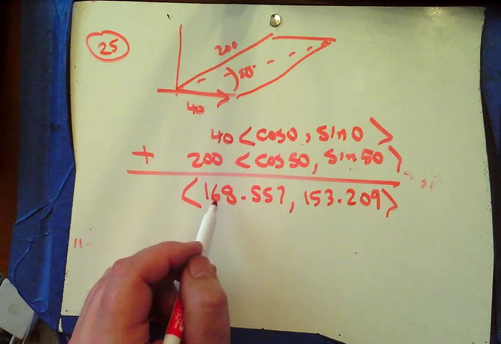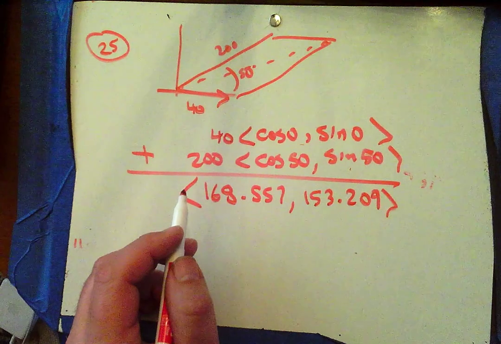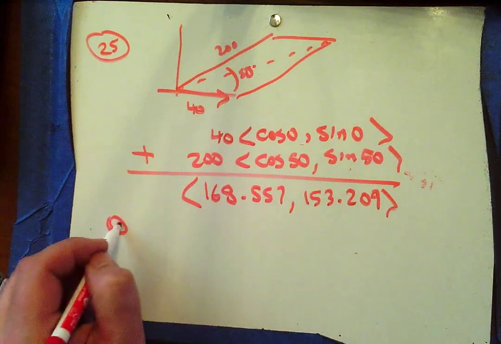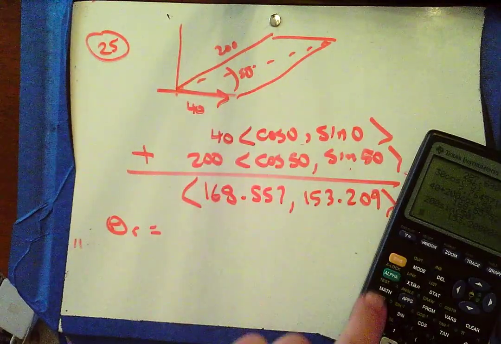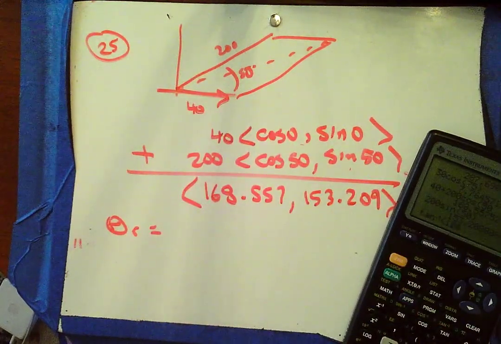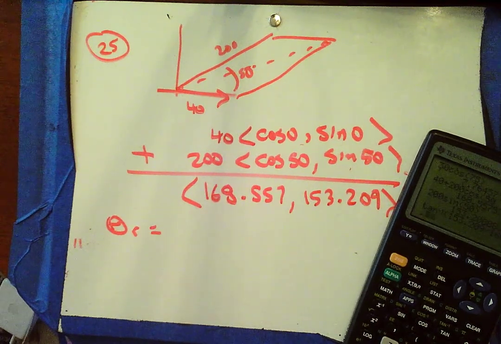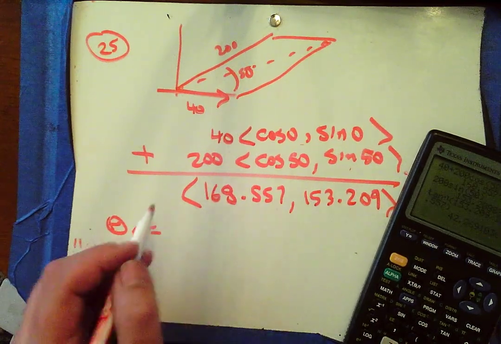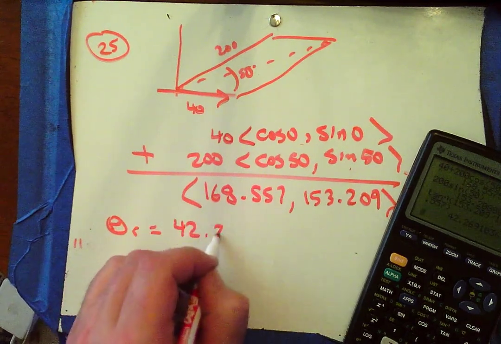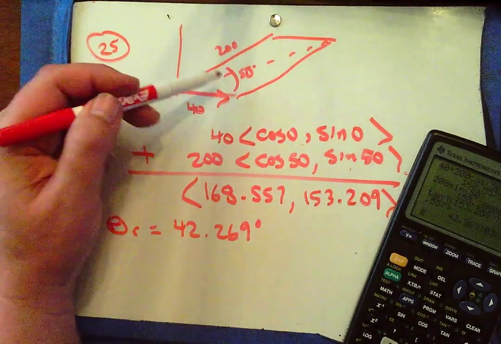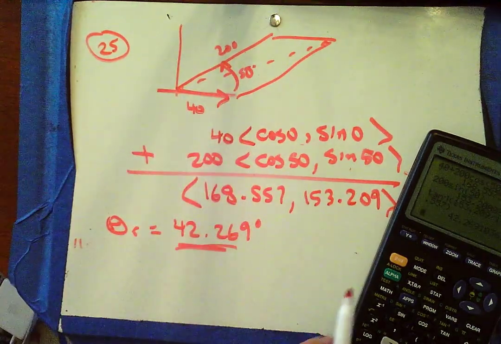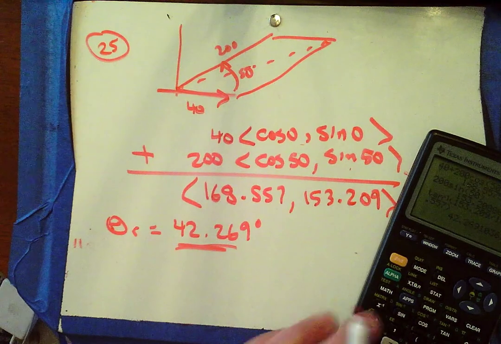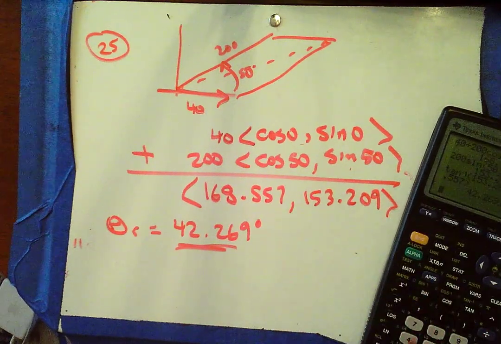It's asked for the true course, so what angle are we going at? Theta r is going to be the inverse tangent. So inverse tangent 153.209 divided by 168.557, and I get 42.269 degrees. So we thought we were going at 50 degrees, but the wind blew us, so we're only going at 42 degrees. And what about our magnitude?